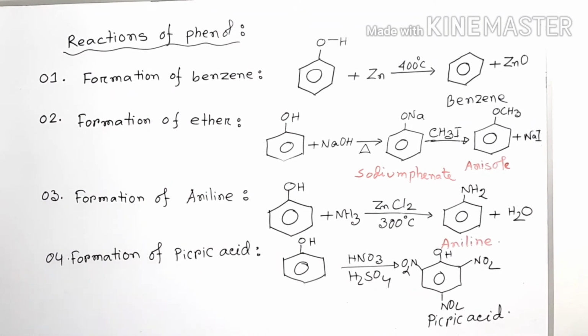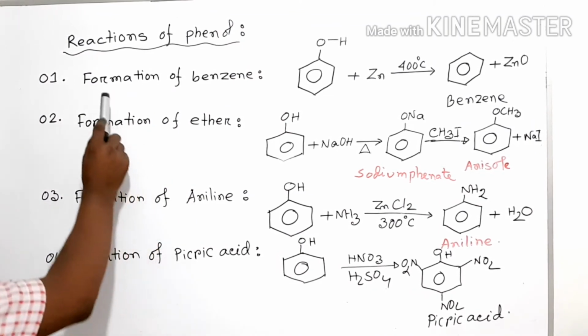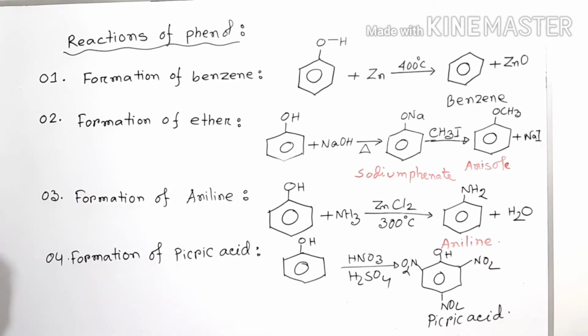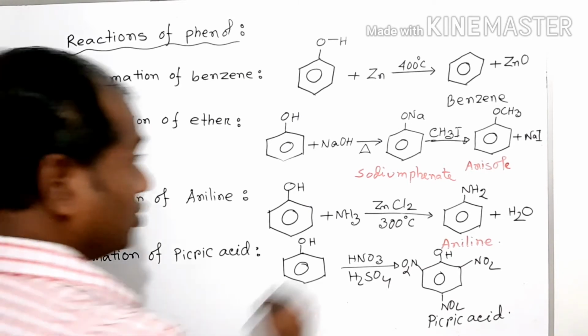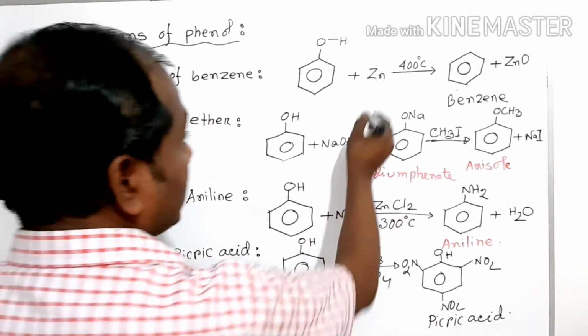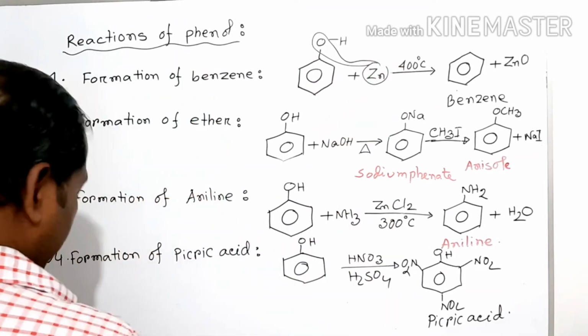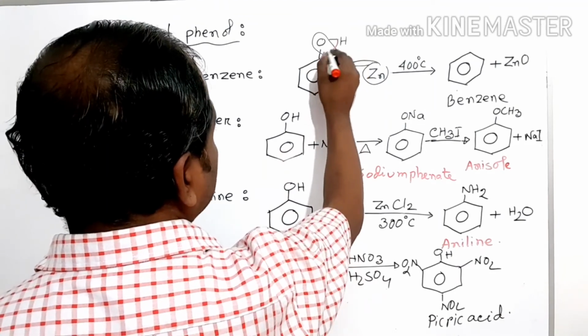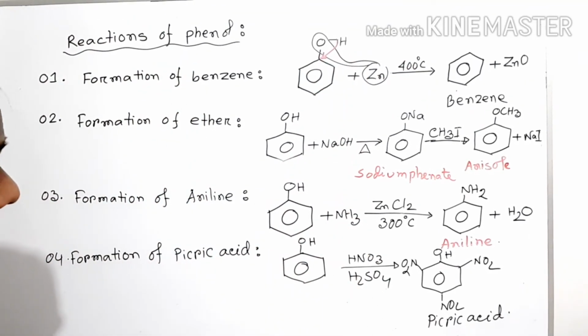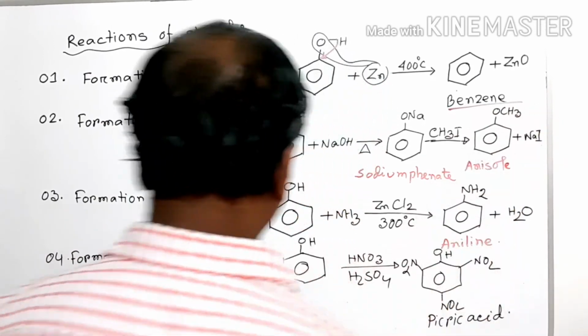Now, reactions of phenol. First, formation of benzene. When phenol is mixed with zinc dust and is distilled, phenol is reduced to form benzene. Here, zinc reacts with oxygen and hydrogen is attached with this carbon of benzene ring, and here produces benzene.